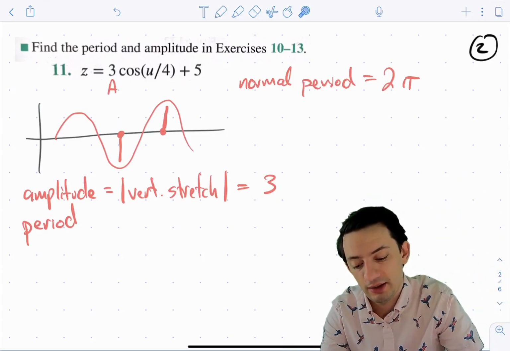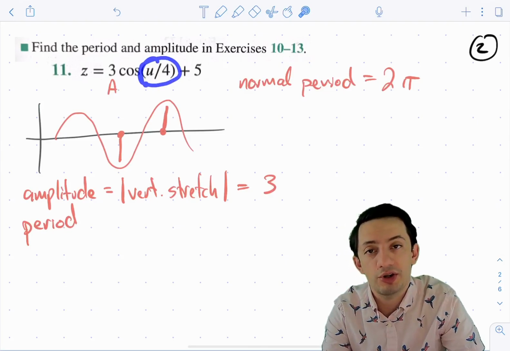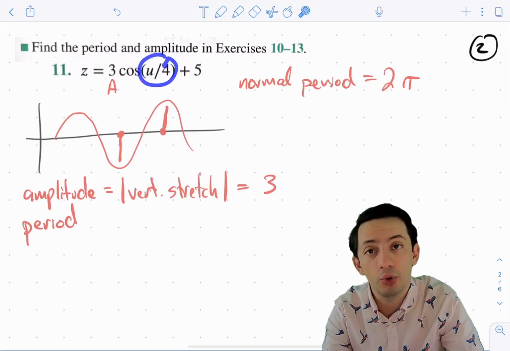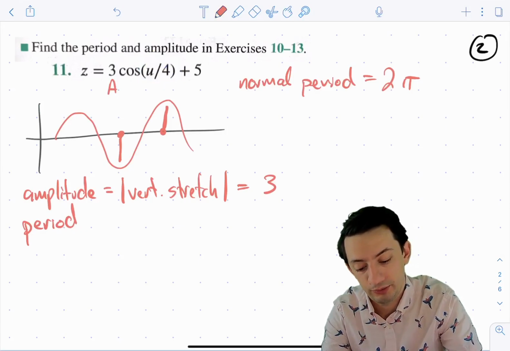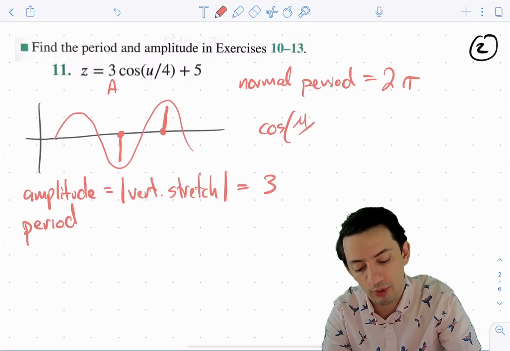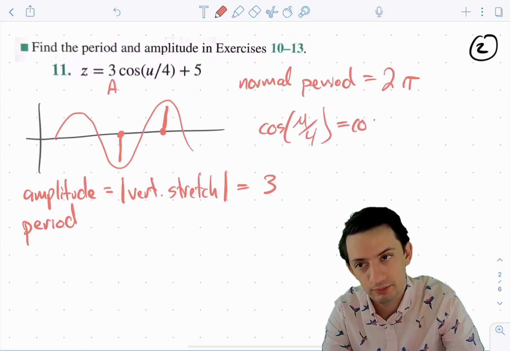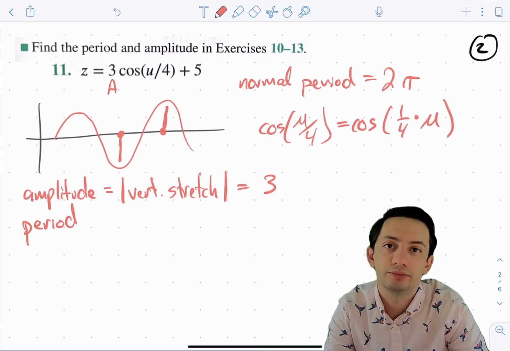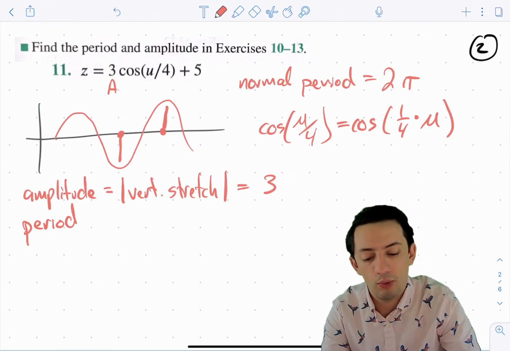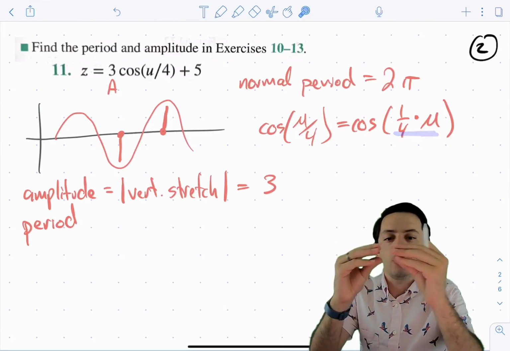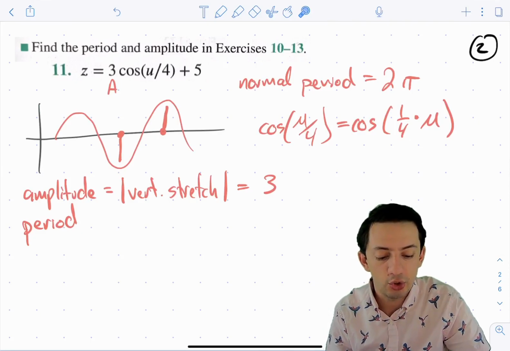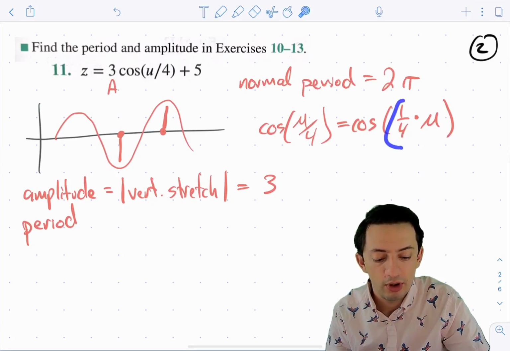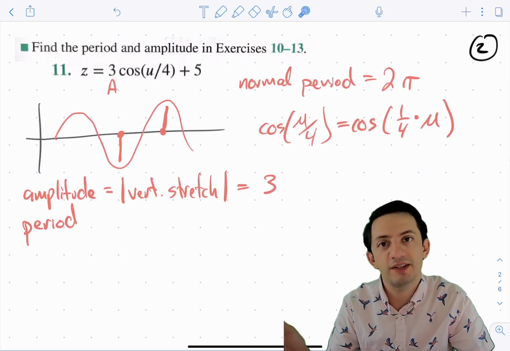But that's affected by this horizontal stretching or shrinking factor. Remember that this is dividing by 4. That's like multiplying by 1/4. So you can think about this cosine of u over 4, if it helps, as cosine of 1/4 times u. Okay, so what is that doing? That 1/4 is actually causing a horizontal stretch because you're taking your input values not from where you are, but kind of from 1/4 of the distance you are.